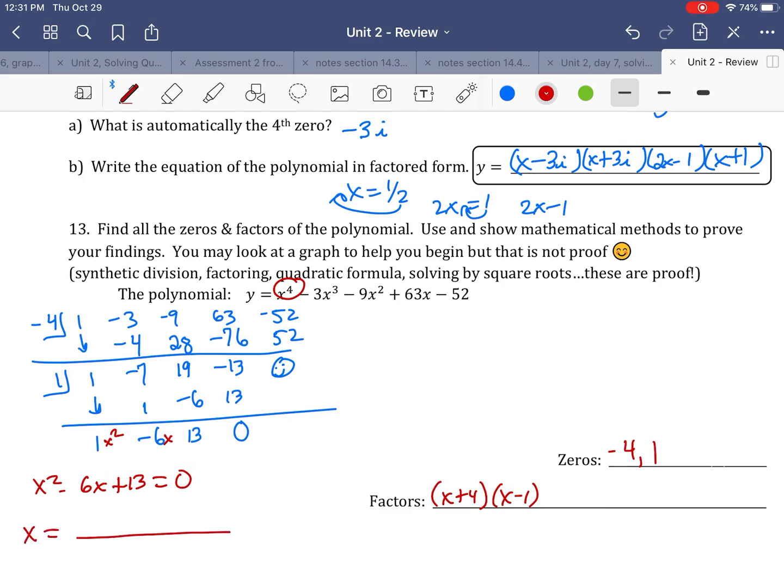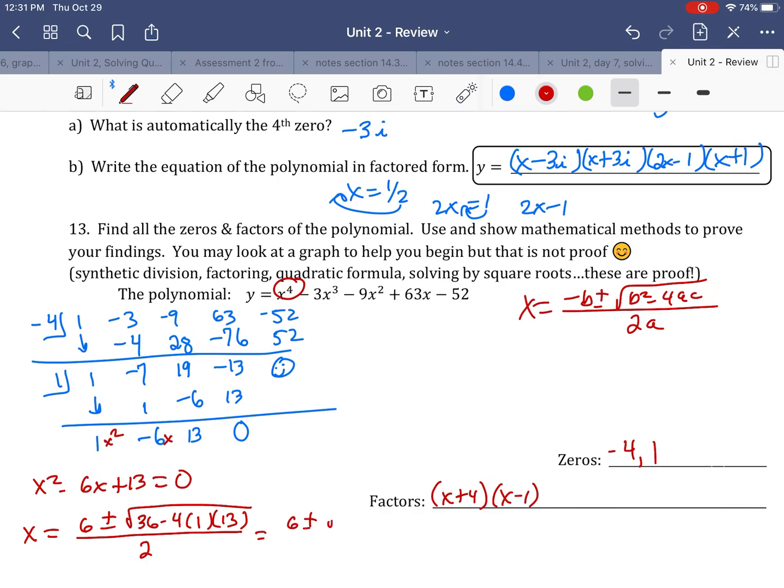So I will start off -b. Negative of -6 is 6, plus or minus the square root, b squared. So 36 minus 4ac. A is 1, c is 13. And remember your quadratic formula is here. So the bottom is 2a, 2 times 1 is 2. So let's clean that up.